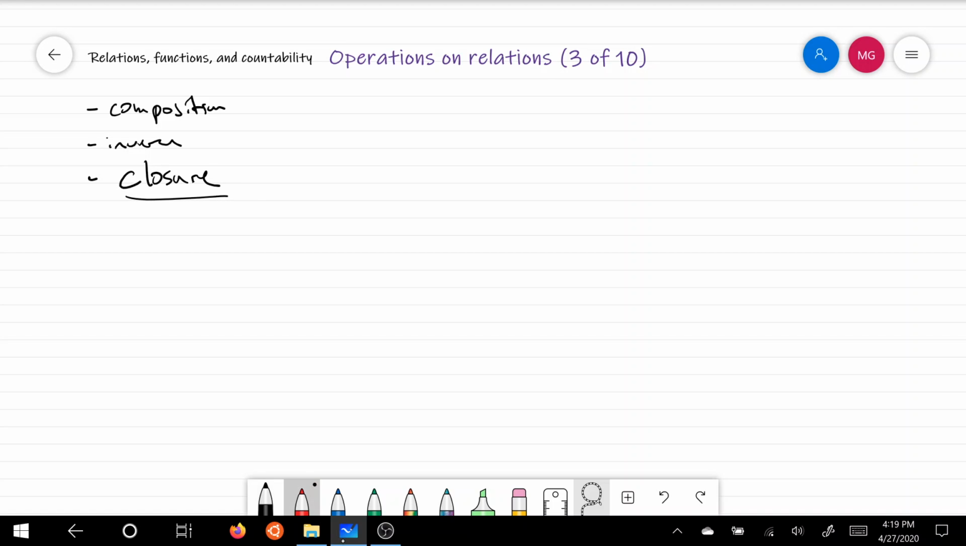So a closure is when you have a property and you want to make sure something has it, you take a closure with respect to that property. So this is to ensure a property. And let's discuss the closures for reflexivity, symmetry, and transitivity.